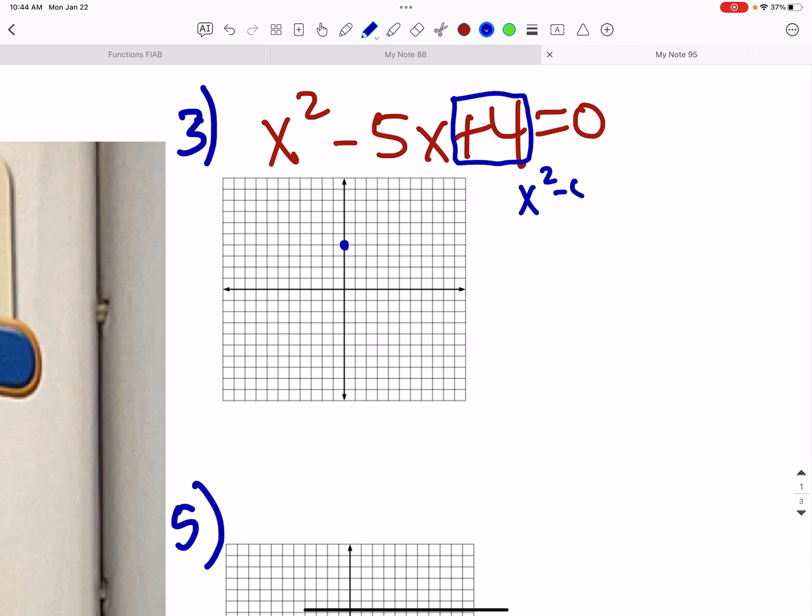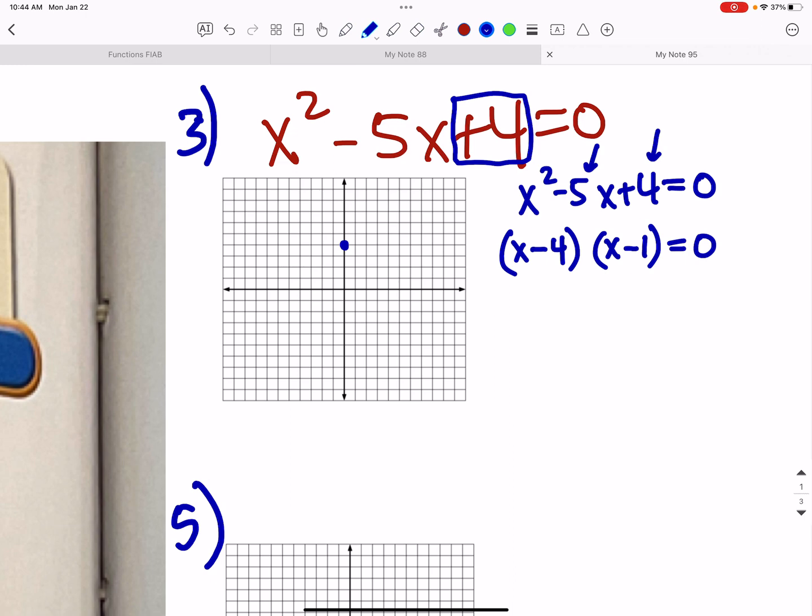So if we have x squared minus 5x plus 4 equals 0, we can factor this. I need two numbers that multiply to positive 4 but add to negative 5. And the numbers are negative 4 and negative 1. So we have x minus 1 times x minus 4 equals 0. So these are called my two zeros of my equation.